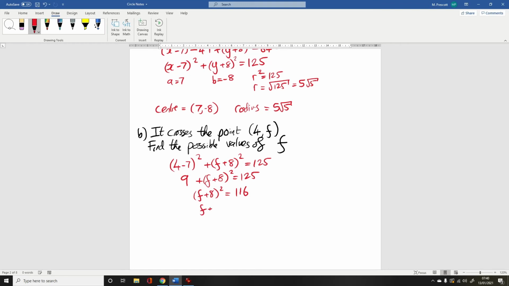We can then square root, so f plus 8 is, again, plus or minus if we're square rooting, plus or minus root 116. And so f is equal to minus 8 plus or minus root 116. Now, I think root 116 will cancel down a little bit, but it's definitely not one of the nice ones. Let's just have a quick look. Yeah, so we can make that into the very lovely minus 8 plus or minus 2 root 29. Lovely. So we want to find the possible values of f. We've done that. We don't need to write them as coordinates because it doesn't ask for that.